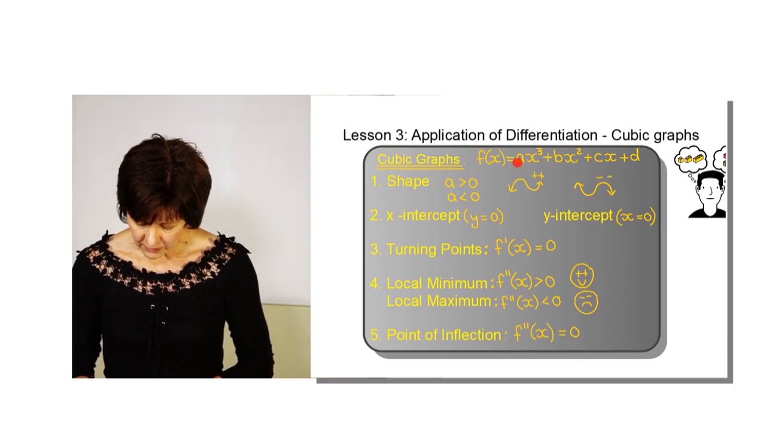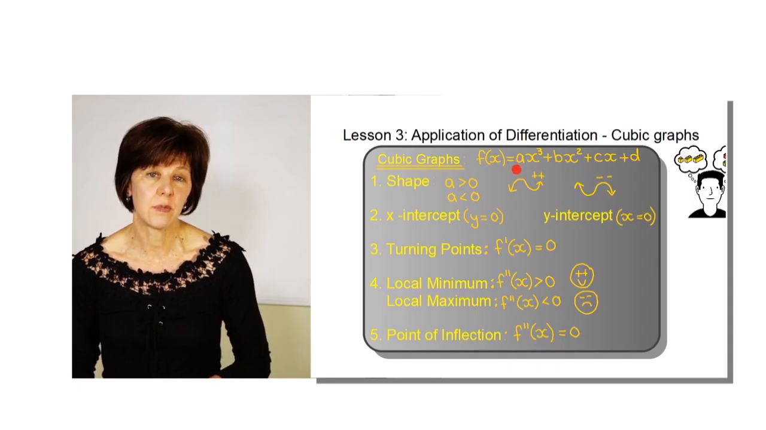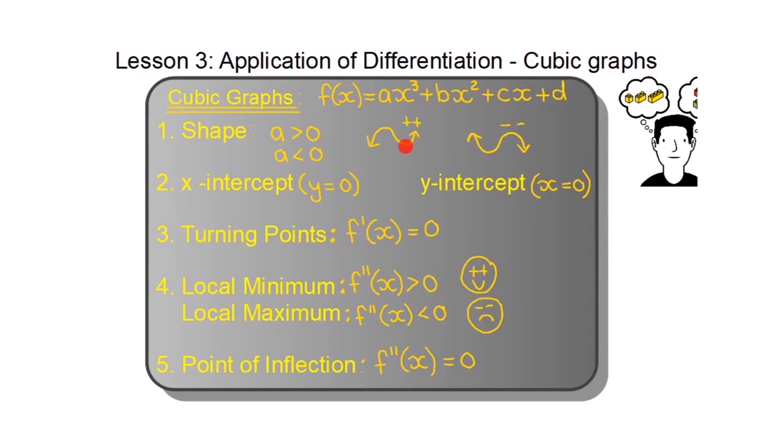So if this value is greater than 0, in other words positive, how I remember it is the smiley face, and then I add a little tail in front. If the a is less than 0, in other words a negative value, I remember the sad face and then I add a little tail in front, so that will remind me how the shape will look.